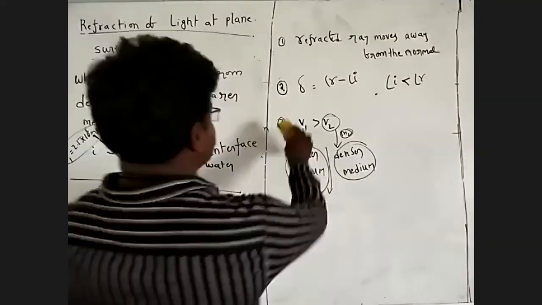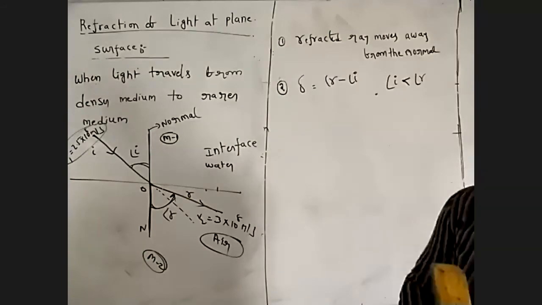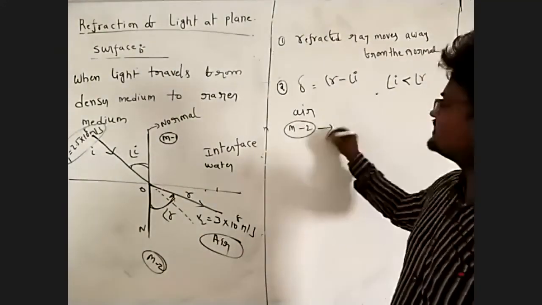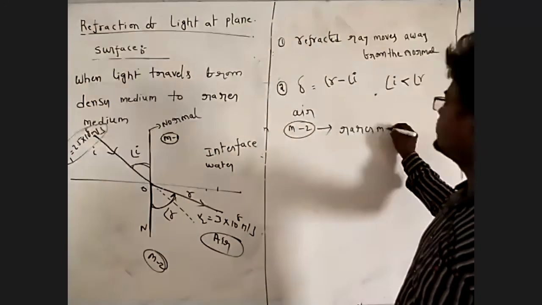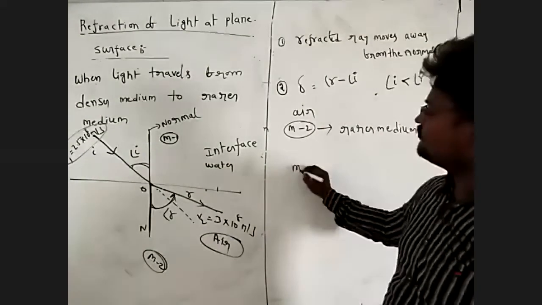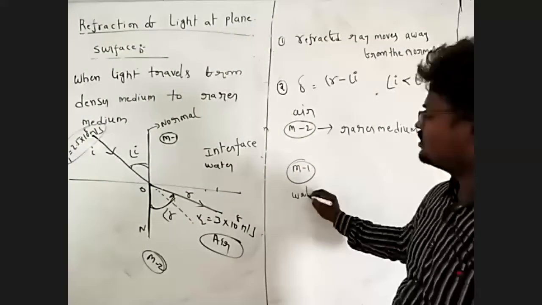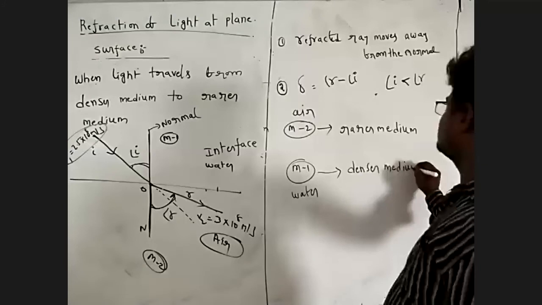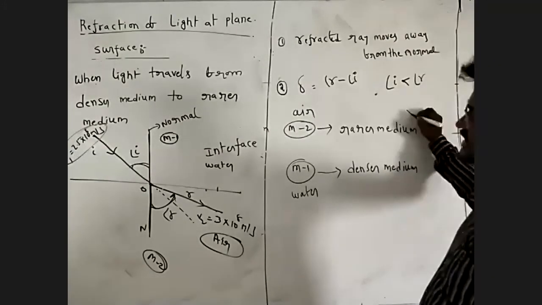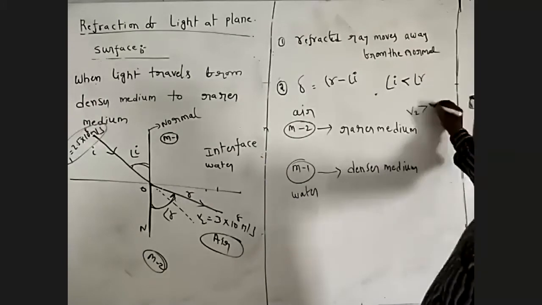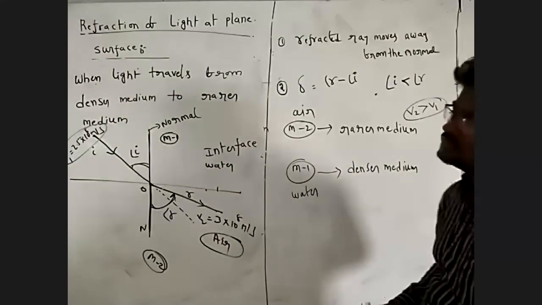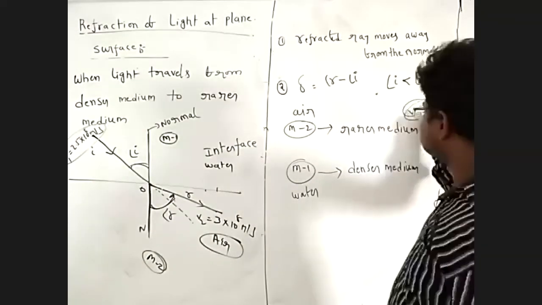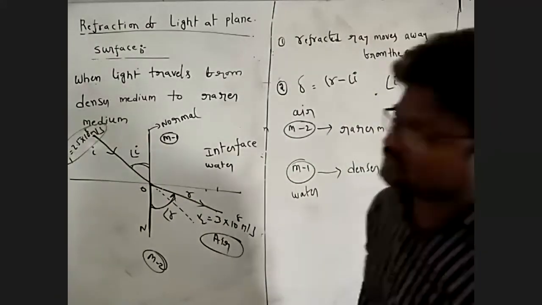Now, air is taken as the rare medium, so medium 2 is air. Medium 1 is water, which is taken as the denser medium. What is the reason? The speed of light in medium 2 is greater than the speed in medium 1. More speed means a rare medium, and less speed means a denser medium.